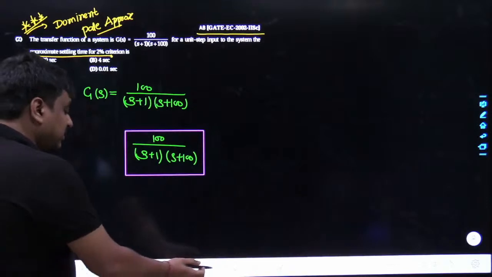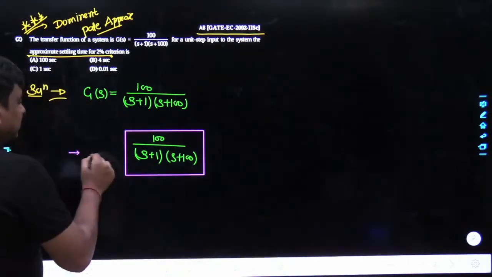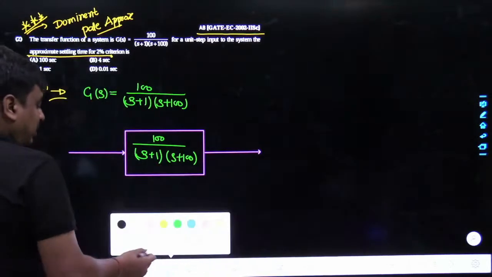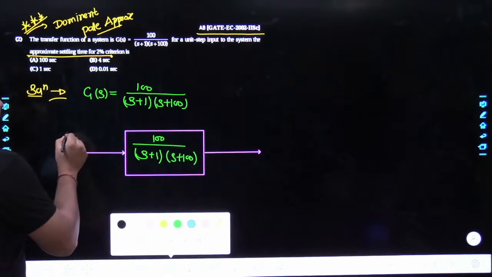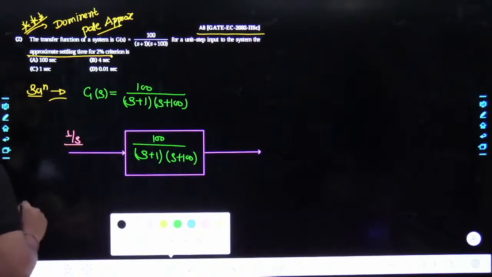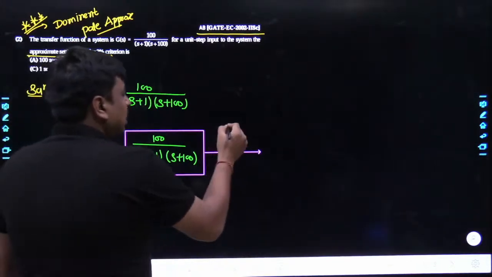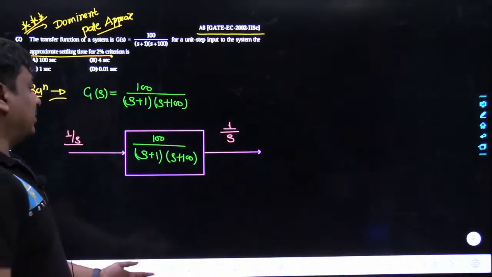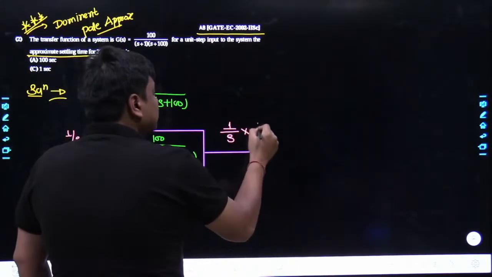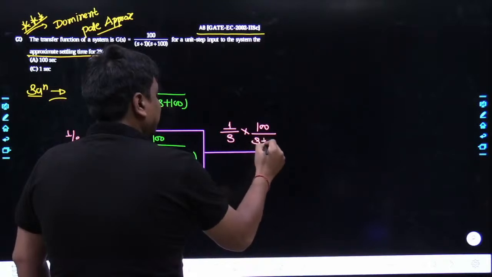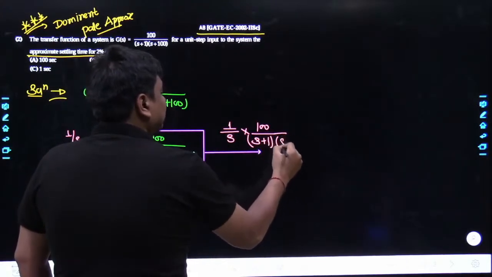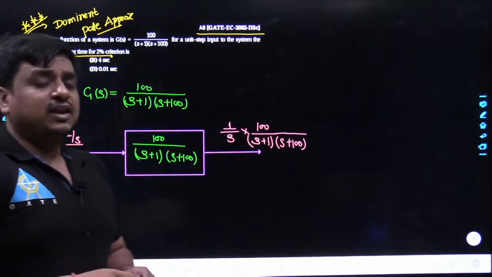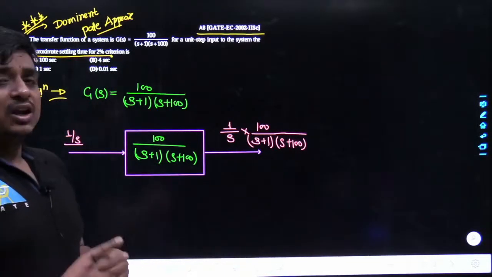Now this system is getting excited with a unit step input. That means the input applied to this system is simply u of t, and in the Laplace domain it becomes 1 upon s. So may I know what would be the output? The output would be just the multiplication of the input and the transfer function in the Laplace domain. So the output becomes 1 upon s multiplied with 100 divided by (s plus 1) into (s plus 100). Nobody should have any doubt as such.